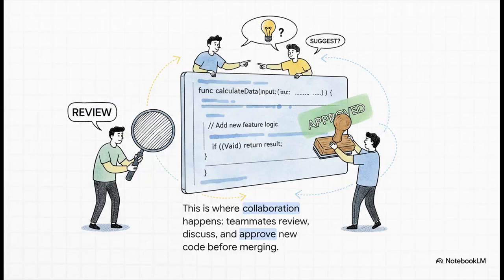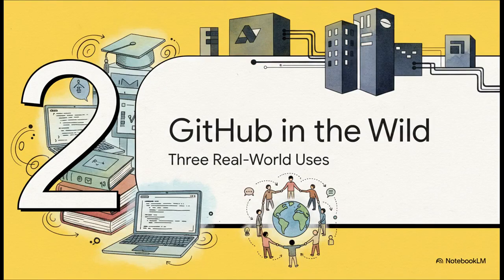And this is where the real magic happens. A pull request opens up a discussion. Teammates can look at your new code, they can suggest improvements, ask questions, and finally give their stamp of approval. It's a built-in quality control system that makes sure only the best, most reviewed code ever makes it into the final product.